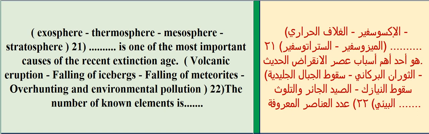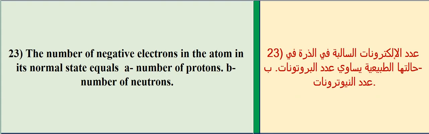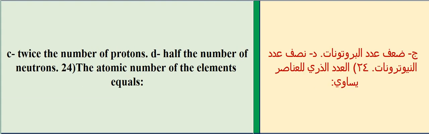22. The number of known elements is A 216, B 116, C 316, D 16. 23. The number of negative electrons in the atom in its normal state equals A number of protons, B number of neutrons, C twice the number of protons, D half the number of neutrons.